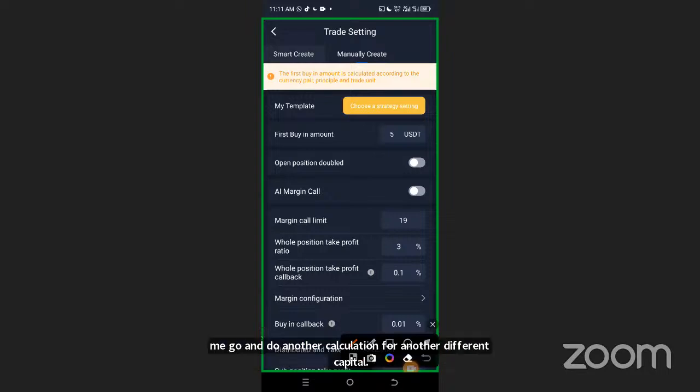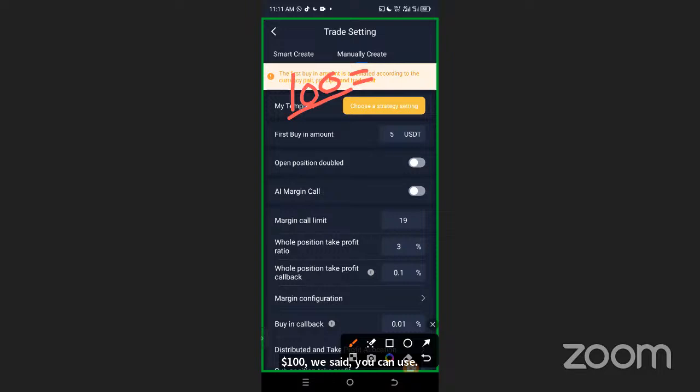If you are using $100, this can still be a way to go. You have an option. If you are using $100, we said you can use 40%. However, it is a personal decision. It is a personal what? Decision. For those who understand it, you can use 40%.